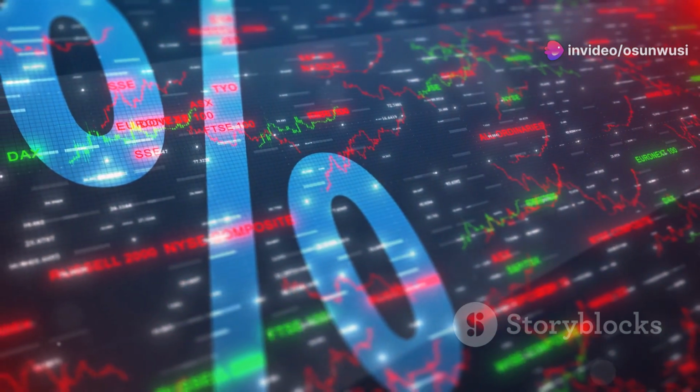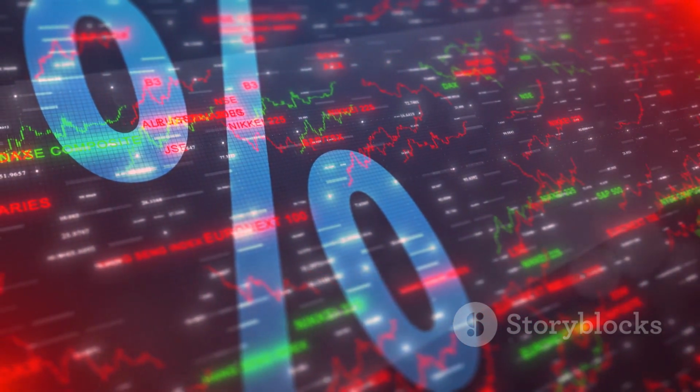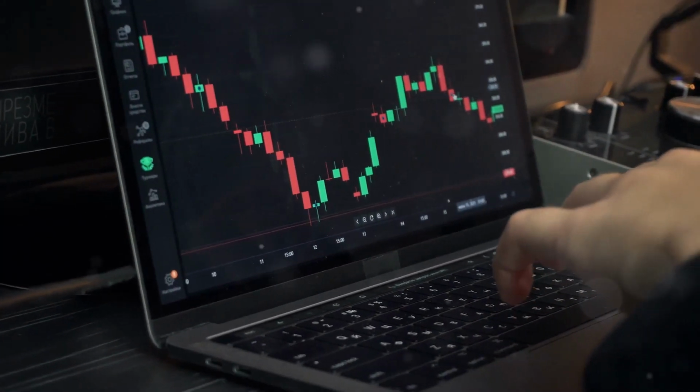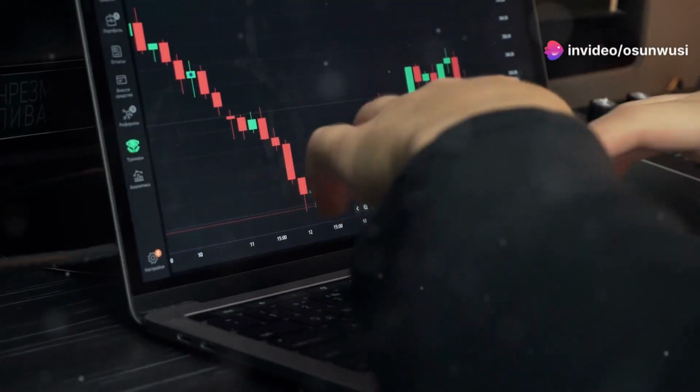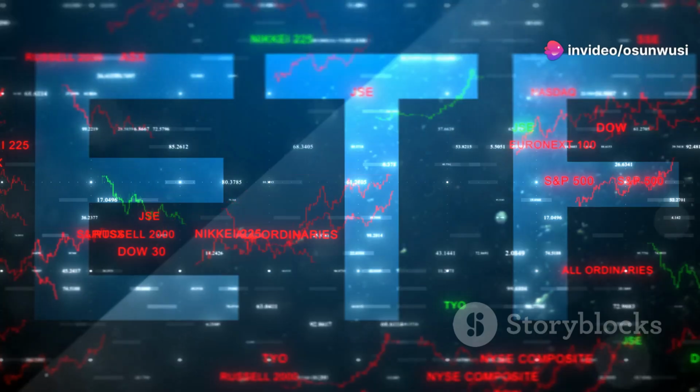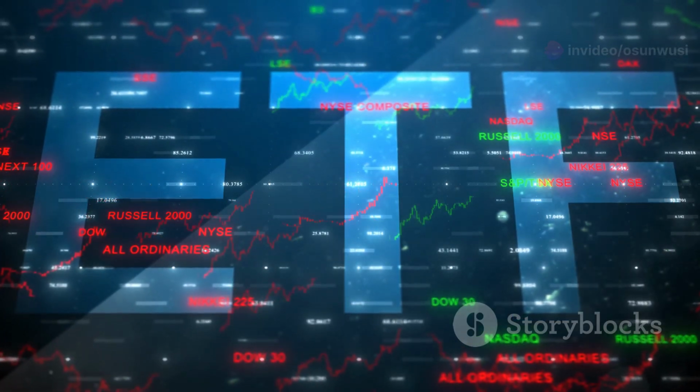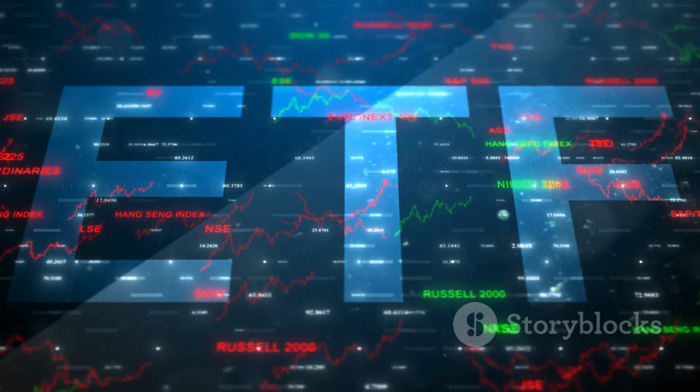Don't forget technical analysis. This is another essential tool in your trading arsenal. This is where you study price charts and patterns. By analyzing historical data, you can predict future price movements. Look for trends and signals like support and resistance levels. These can help you identify potential entry and exit points.